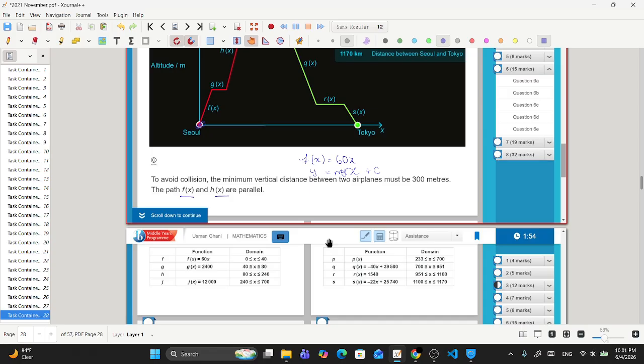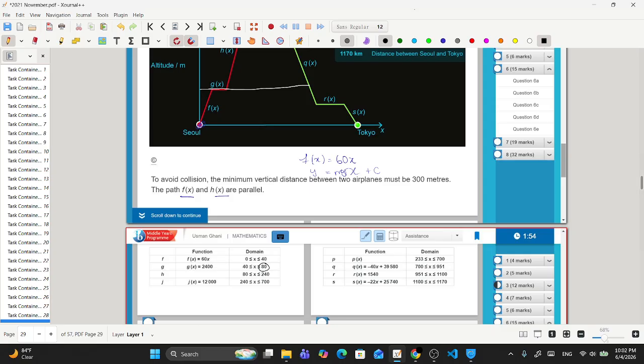Okay, we can see that basically g of x has an equation of 2400, which means that this line is supposed to be y equals 2400. Okay, y equals 2400. This is what it means. And the domain has been given as positive 80. Okay, so this is the question solved, completely solved.